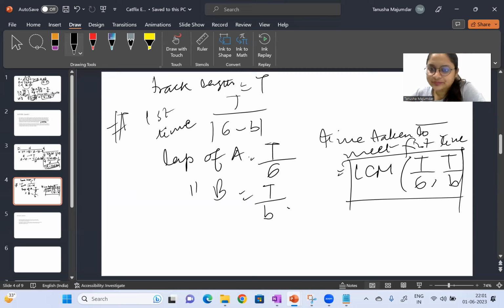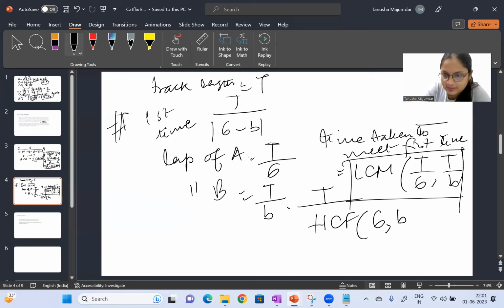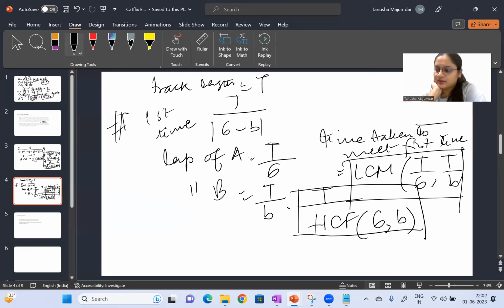And now, when we are doing the LCM, the numerator is the same. What is that equivalent to? LCM of the numerators is the same as HCF of the denominators. So that basically means T divided by HCF of 6 and b. So that is your final solution.